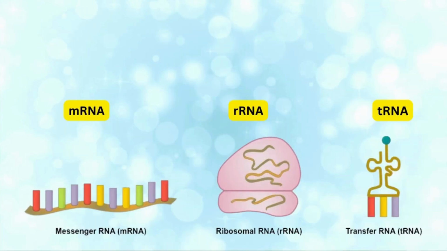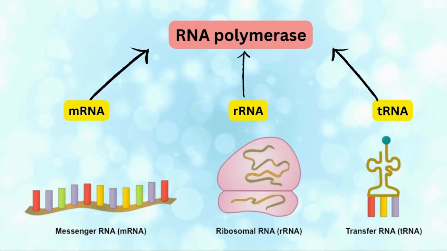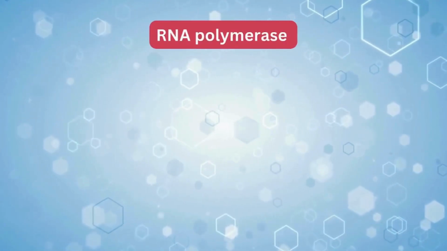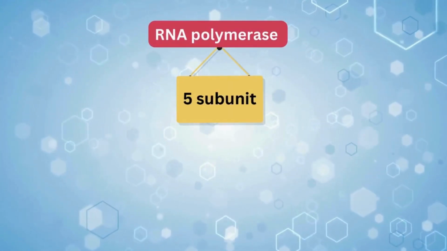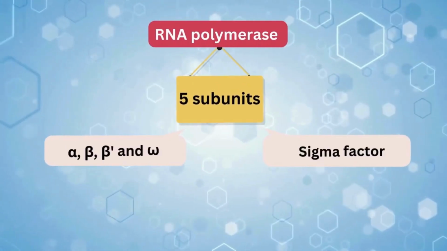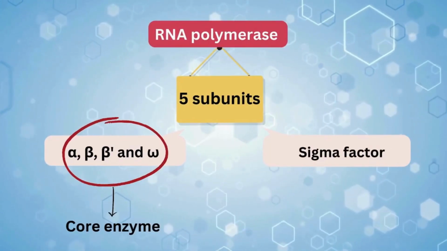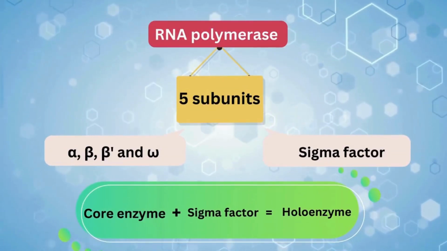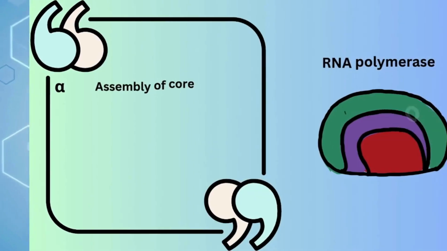All the three RNAs, mRNA, rRNA, tRNA, are synthesized by a single RNA polymerase in prokaryotes. The RNA polymerase basically consists of 5 subunits: alpha, beta, beta prime, omega and sigma factor. Alpha, beta, beta prime and omega are known as core enzyme. Core enzyme and sigma factor together are known as the holoenzyme.